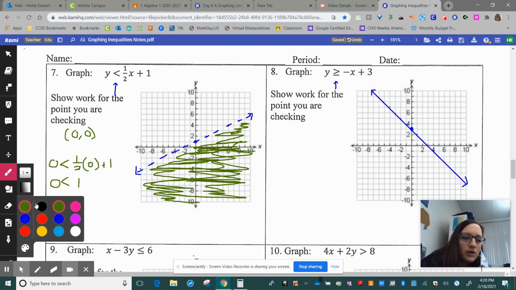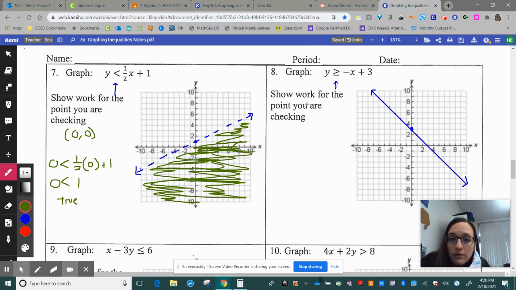Okay, here we go. The point we are checking for the shading. Show your work for the point you are checking. We're checking (0, 0) again. Why? Because as you notice, you could actually skip right down to here. I'm going to show the substitution just because there are notes.